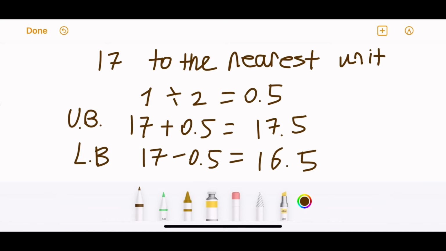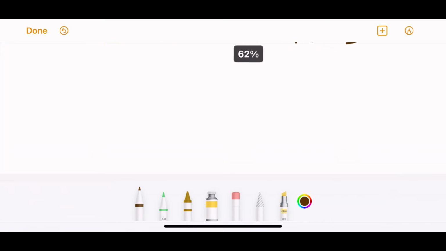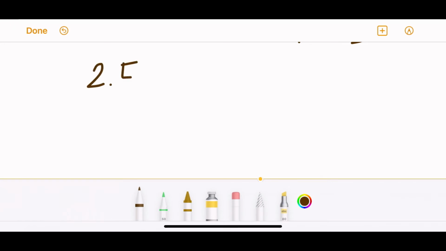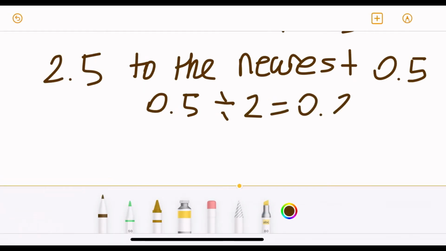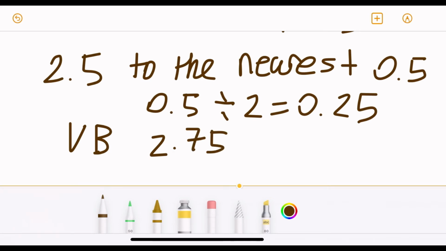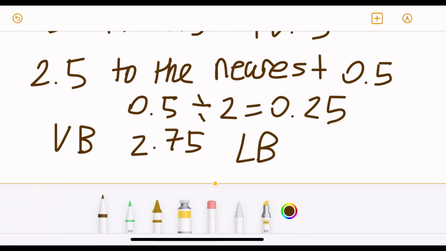So let's look at one more example. Now with decimal places, if I were to write the number 2.5 to the nearest 0.5, then again I'm going to divide this 0.5 by 2, and that will give me 0.25. And then I would add and subtract that from 2.5, so the upper bound would be 2.75. We added, and for the lower bound it would be 2.25.